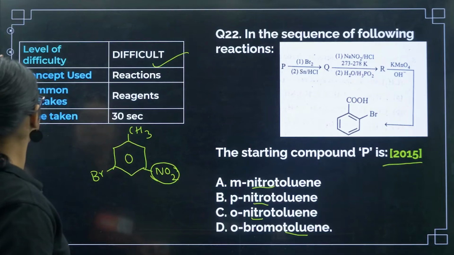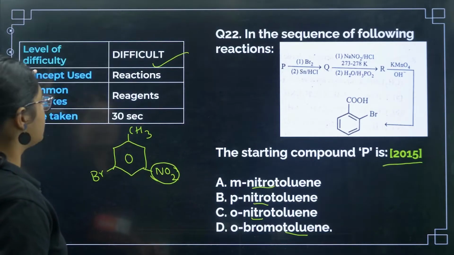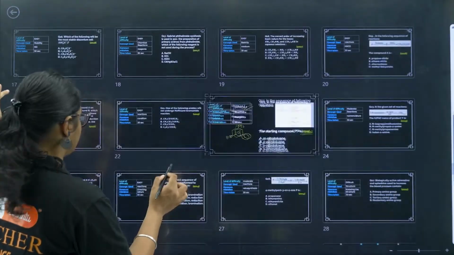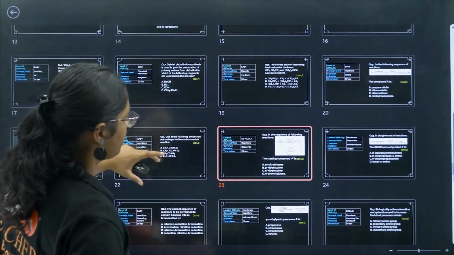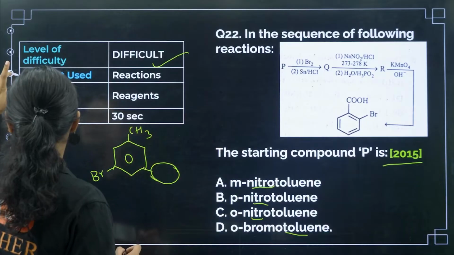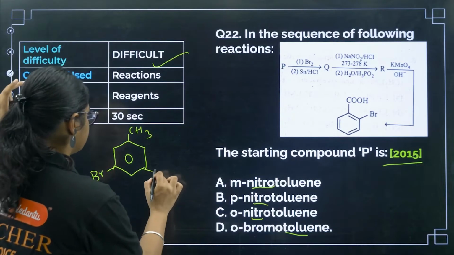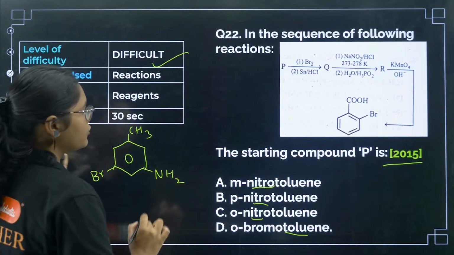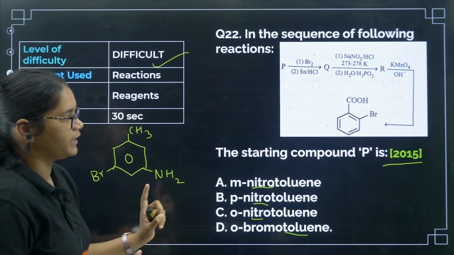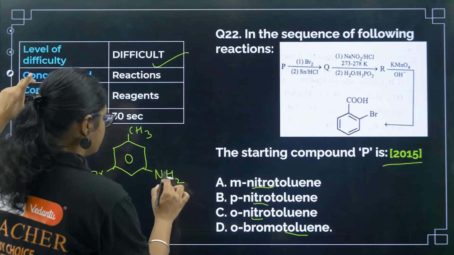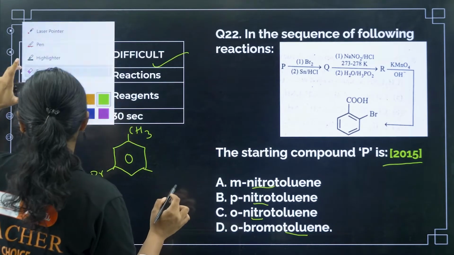Then what will happen? Now, SnHCl means what? This will get converted to NH2 group, Stephen reduction. NH2 group we got. Okay, I'm doing option number A. Next, what happened? NaNO2 HCl, that is benzene diazonium chloride. So this one will give you N2 plus and Cl minus.